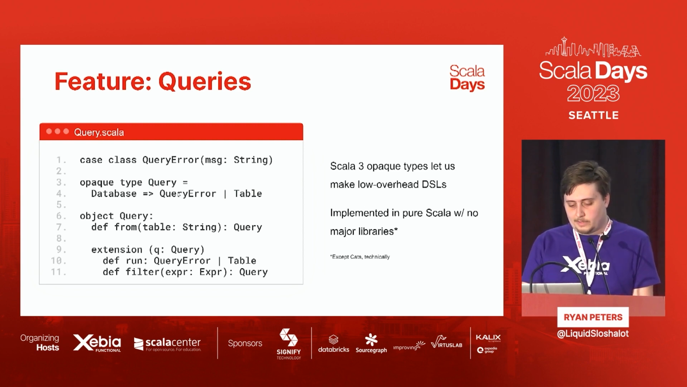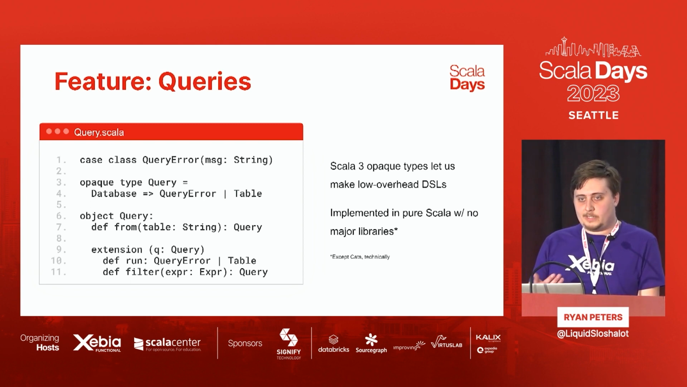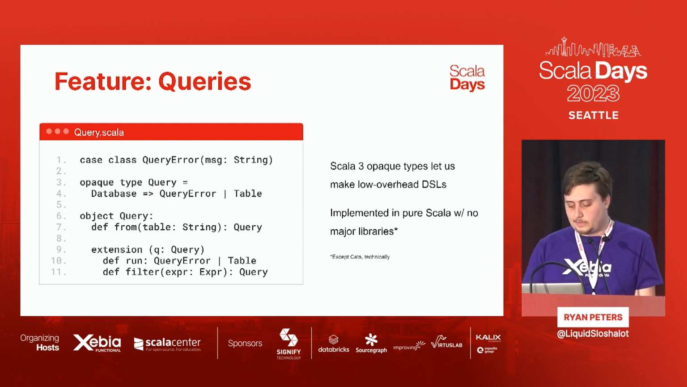Like right here, I have Scala 3 type features. So, query error or a table. I don't necessarily want to be using monadic types everywhere if I can avoid it, if it's simple enough. So this is a simple case where I say it's either an error or something else, and then the implementation details figure it out from there.